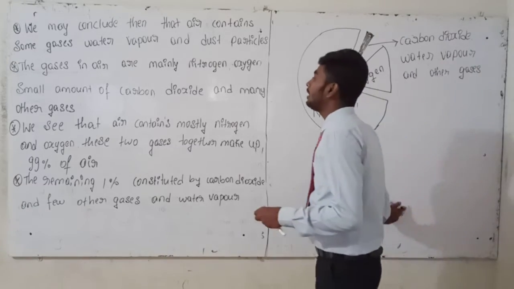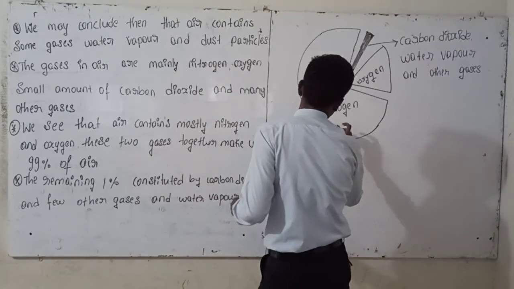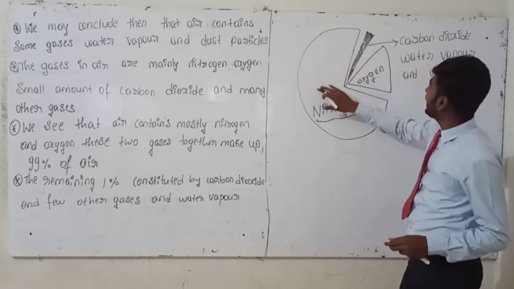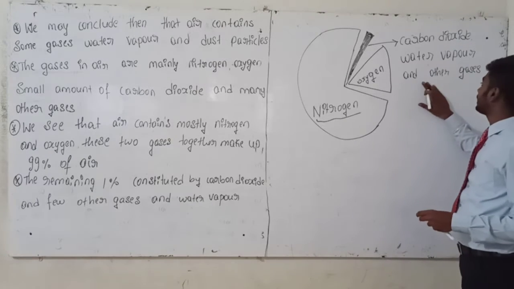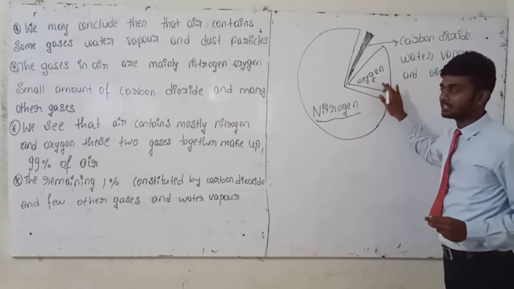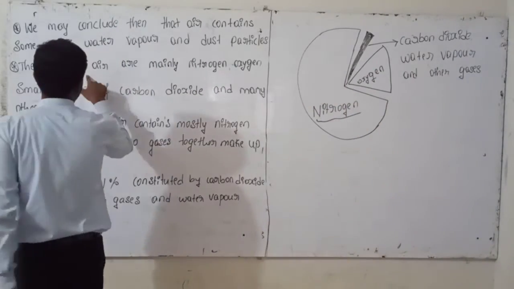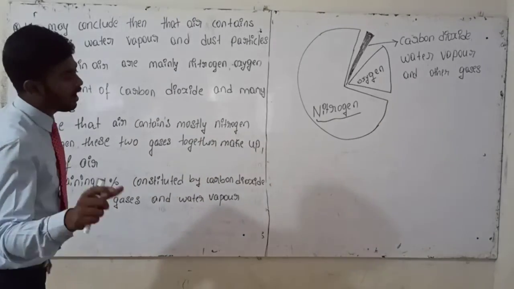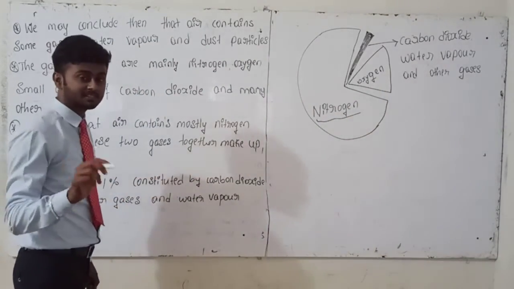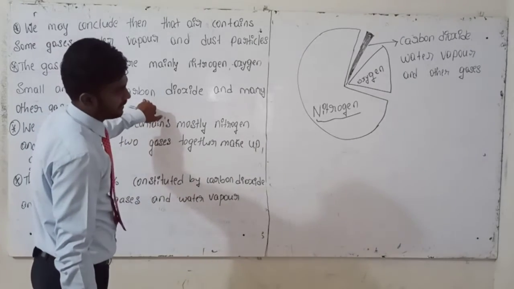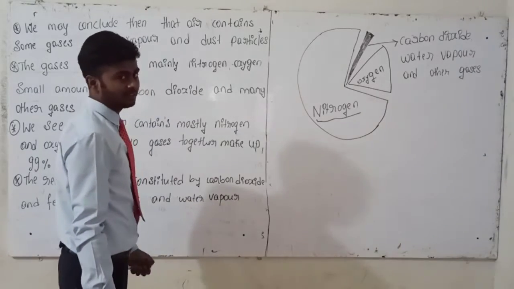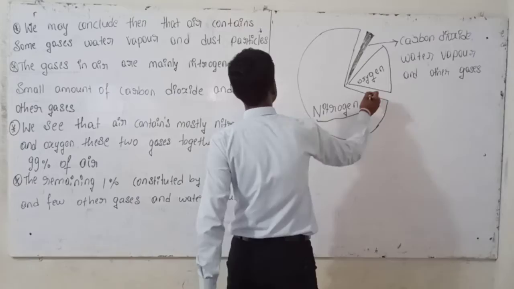As you can see, mainly nitrogen is there, and also oxygen is there. We can see in the air carbon dioxide is there, water vapors are there, and other gases are there. See, students, the gases in the air are mainly nitrogen and oxygen. These are the main gases present in the air, along with a small amount of carbon dioxide and many other gases.